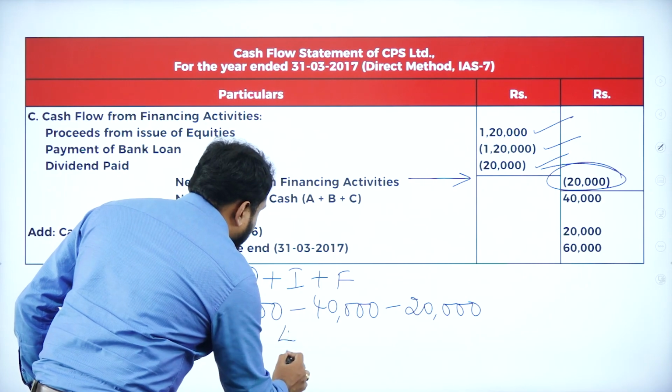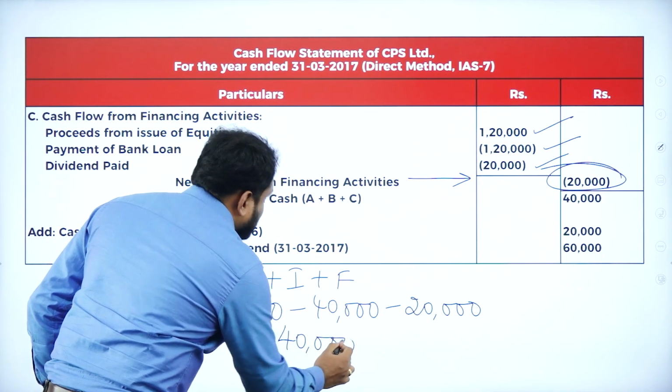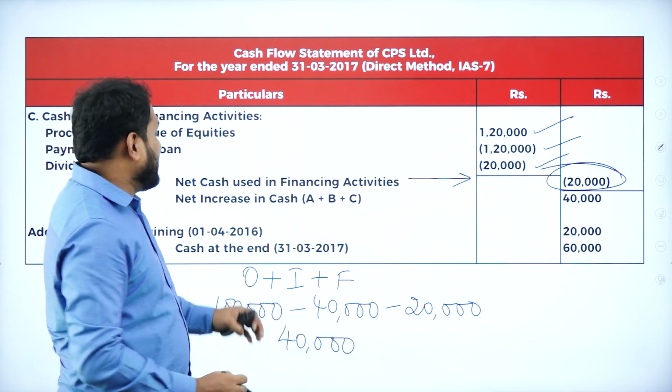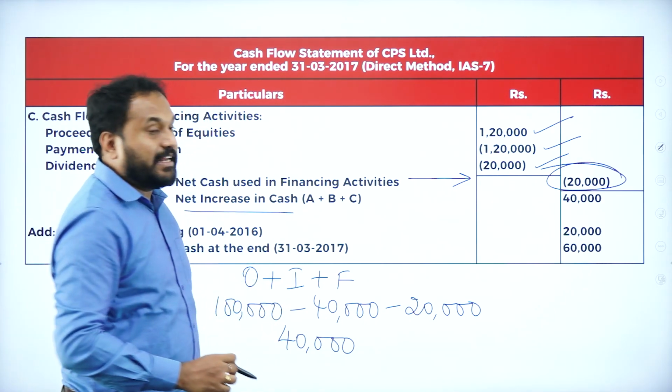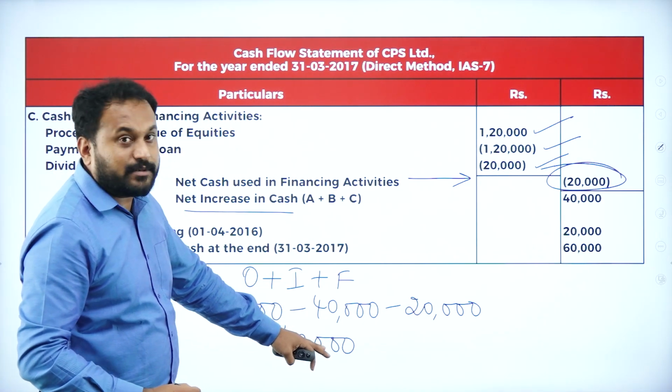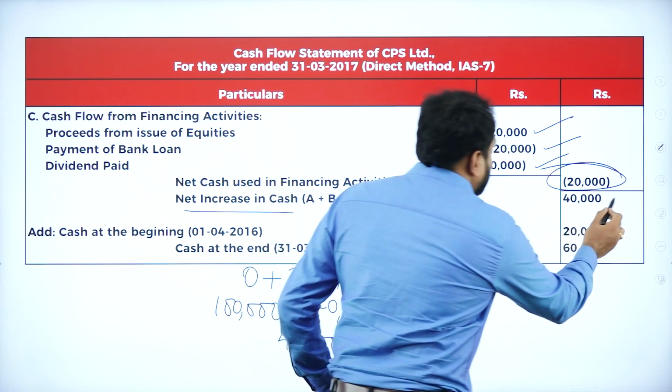So I got here how much? 40,000. What is this 40,000 called as? That is the net increase in cash. Net increase in cash is how much? 40,000. I got my 40,000 here.